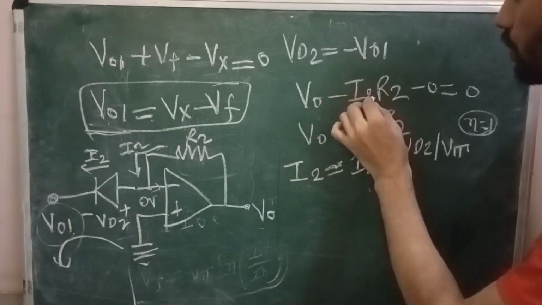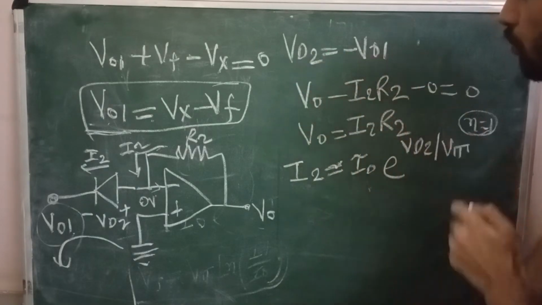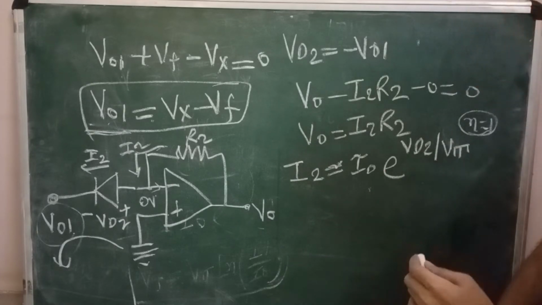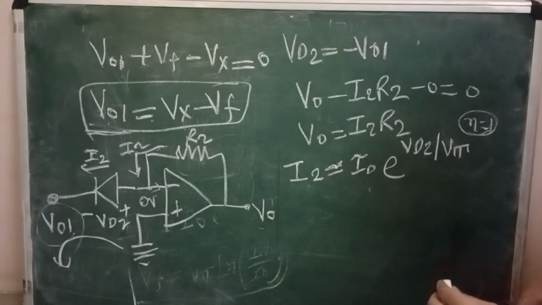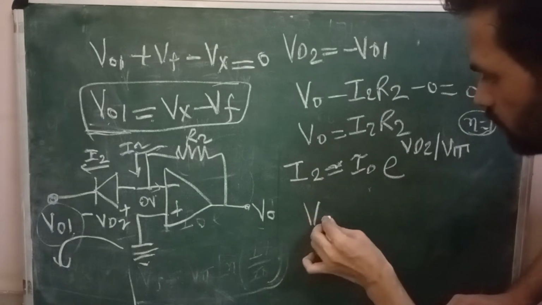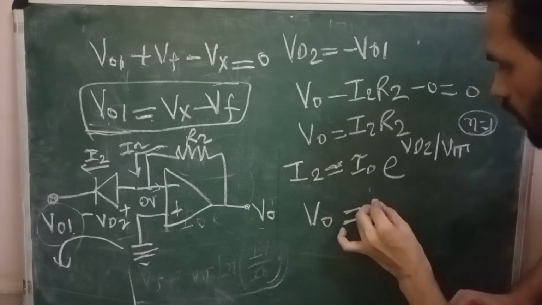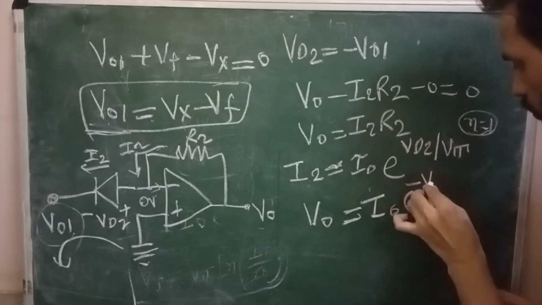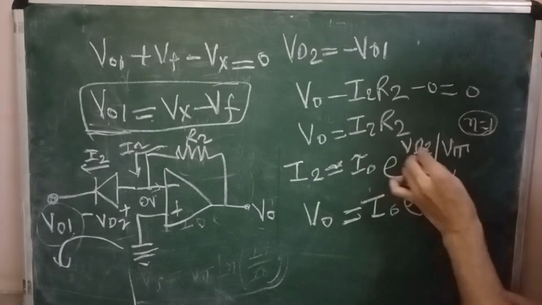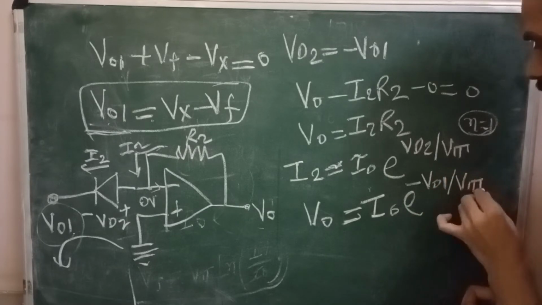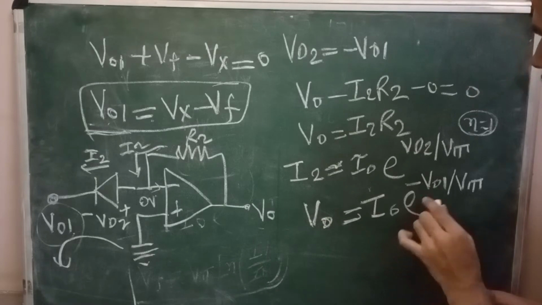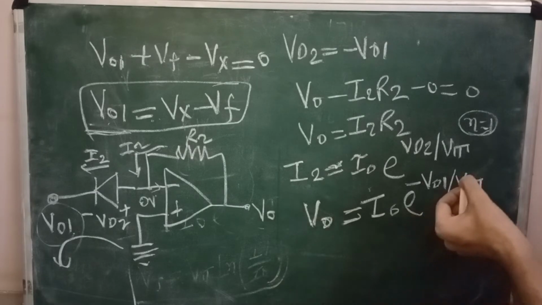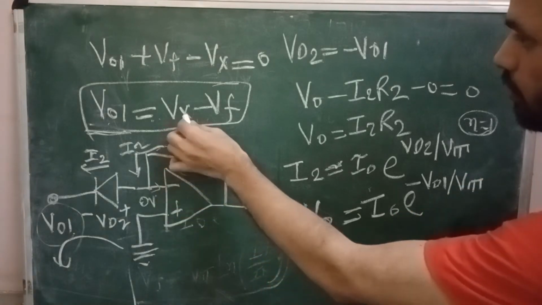Then this is Vd2. Vd2 is equal to V01. Then Vd2 is how much? This is I2 and Vd2. So V0 is equal to what? V0 is equal to I0 into e to the power minus V01 by Vt. So this is V0. Now V0, how much did we get here? Vx minus Vf.